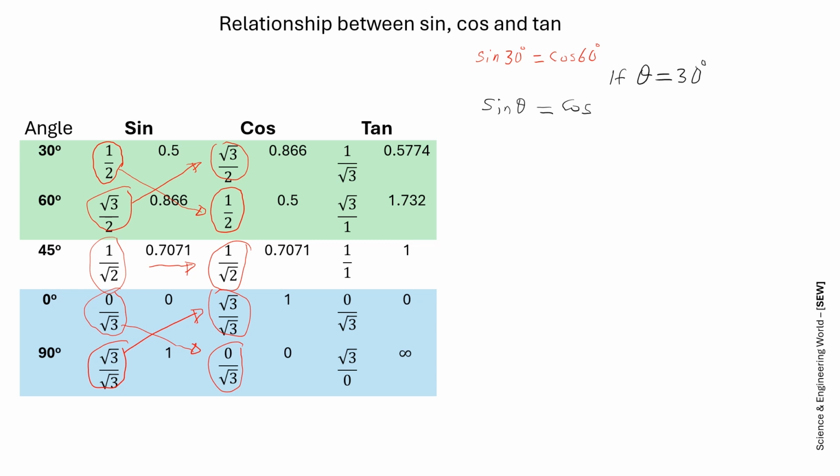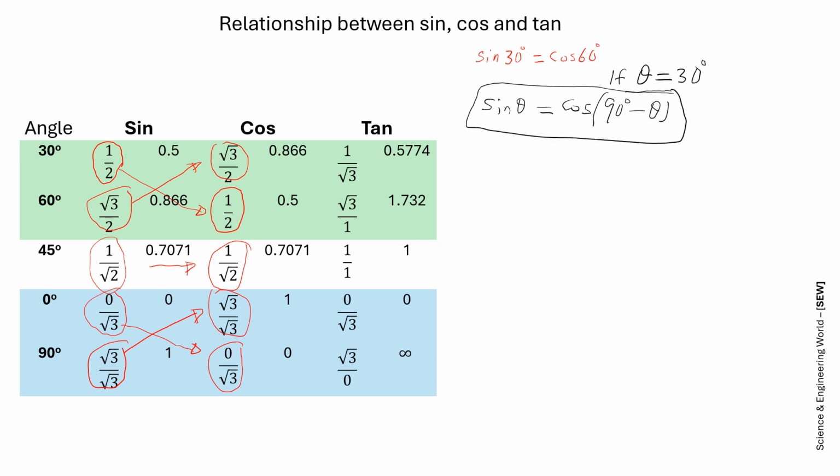Now we have 60 degrees here. How did we get to 60 degrees? We will see that if we subtract 30 from 90, we're going to get 60 degrees. So 30 is now theta. So we're going to say it's equal to 90 degrees minus theta. So this gives us the relationship between sine and cosine.